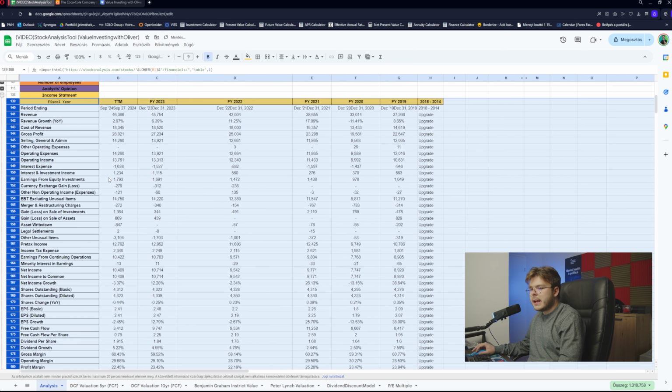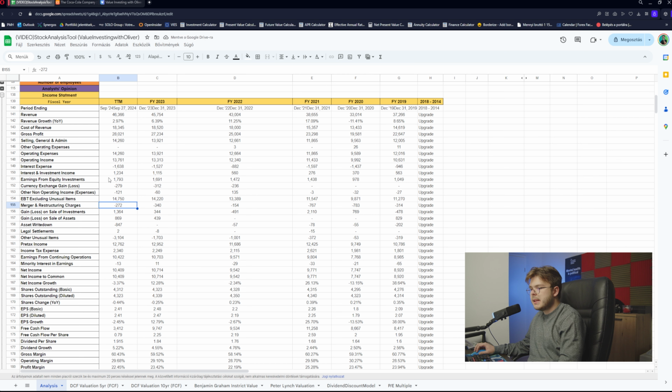And if we are looking at their income statement for the past 5 years, we can see that it has been growing very nicely. Their revenue growth is averaging about 5%-ish.